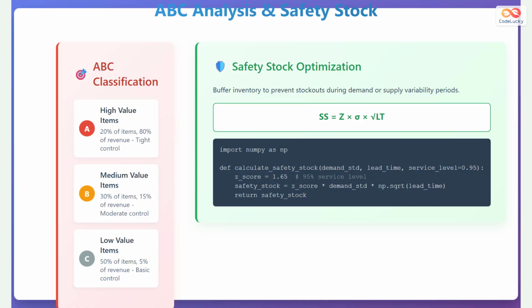Safety stock is buffer inventory to prevent stockouts during demand or supply variability periods. Safety stock is equal to Z multiplied by sigma multiplied by the square root of LT. Here's an example implementation in Python. Import numpy as np. Define a function, calculate safety stock, with demand standard deviation, lead time, and service level as parameters. Z-score is equal to 1.65, that is 95% service level. Safety stock is Z-score multiplied by demand standard deviation multiplied by np.sqrt of lead time, and return safety stock.